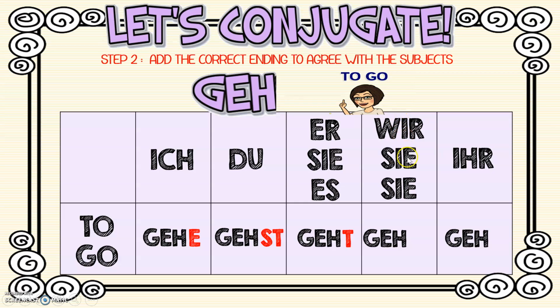We go, they go, you formal go. This one takes the infinitive form of the verb. And you plural, you guys go, takes the T ending. You'll want to have these endings memorized.